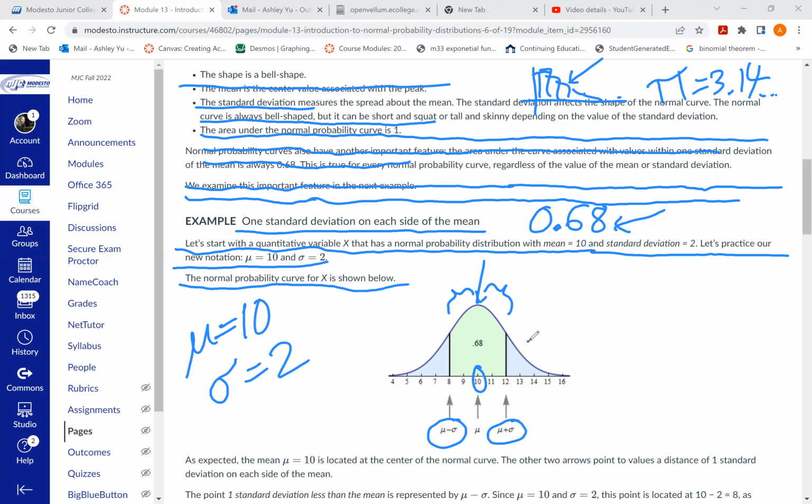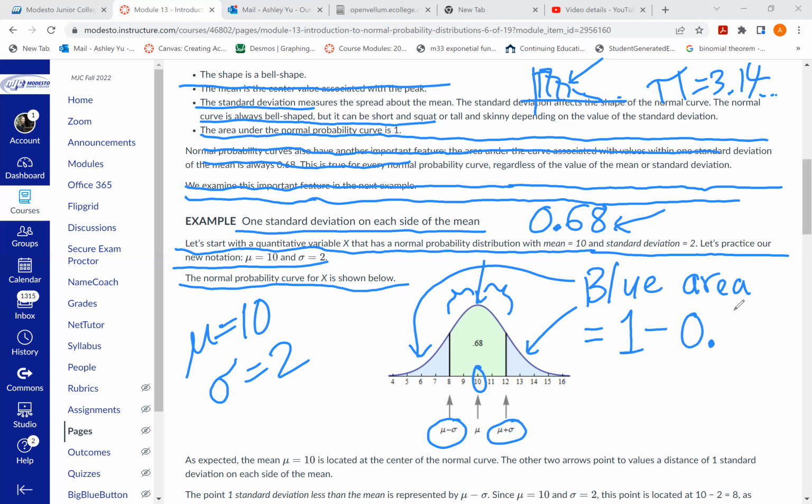The remainder of the area will be here and here. Just to make sure we're really understanding it, the blue area is on the left and the right. If I take the green middle area away, because the whole area under the curve is always 1, the blue area would be 1 minus 0.68, which is 0.32. And the blue areas are each half of 0.32, so each of them is going to be 0.16. Interesting.